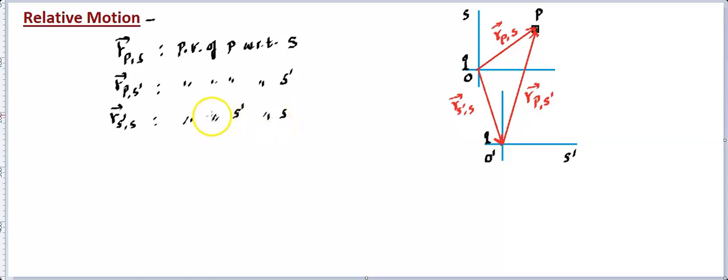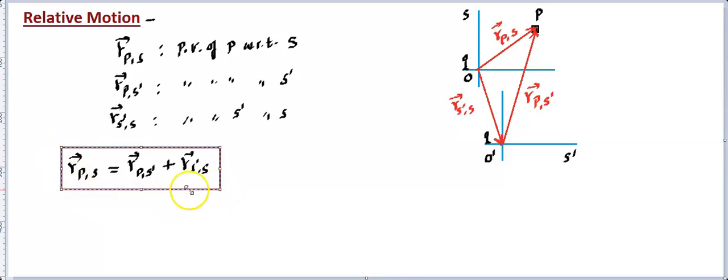Now these position vectors can easily be linked using the triangular law of vector addition. When we use the triangular law of vector addition, we say this vector plus this vector must be equal to this vector as per the directions. So can we say the position vector of P with respect to S is going to be the position vector of P with respect to S dash plus the position vector of S dash with respect to S, right? So that becomes the relationship among position vectors, or locations, you can call it.